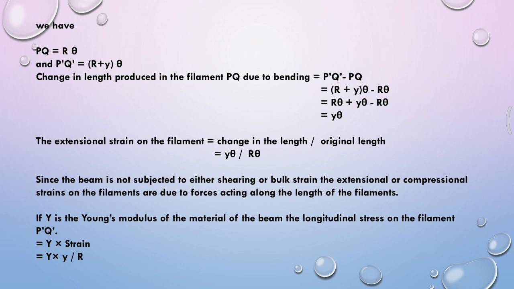Then what is the external tension on the filament? That is nothing but the change in length to the original length, given by y theta by r theta. Since the beam is not subjected to either shearing or bulk strain, the extensional or compressional strains on the filaments are due to the forces acting along the lengths of the filaments. If Y is the Young's modulus of the material of the beam, then the longitudinal stress on the filament B dash Q dash is given by capital Y into small y divided by r.